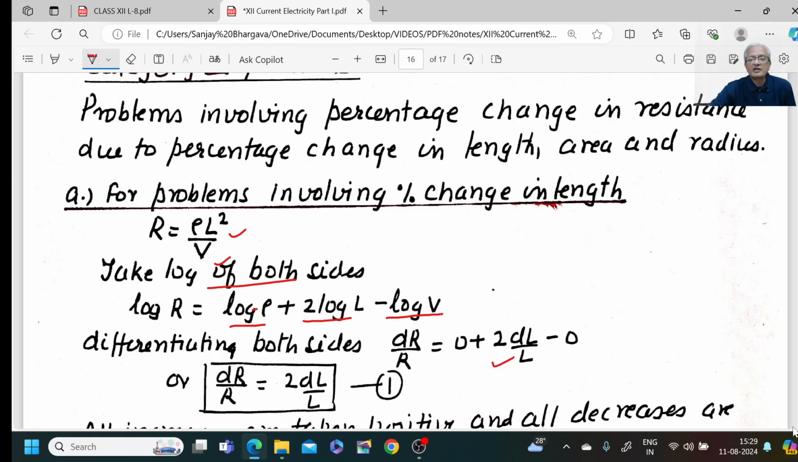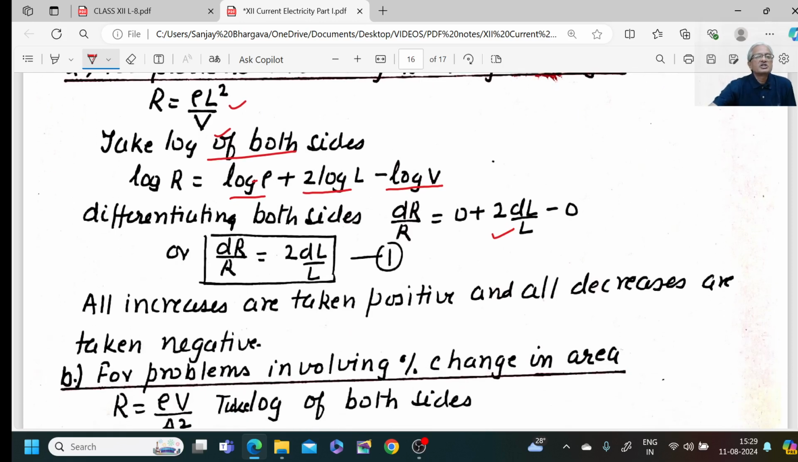So we get a relation: dR upon R, that is change in resistance upon original resistance. If multiplied by 100, it gives me percentage change in resistance. And on the right hand side, it is 2 dL upon L. Suppose the length increases by 1%, then the resistance increases by 2%. We can have a direct answer from here. Remember, all increases are taken positive and all decreases would be taken negative.